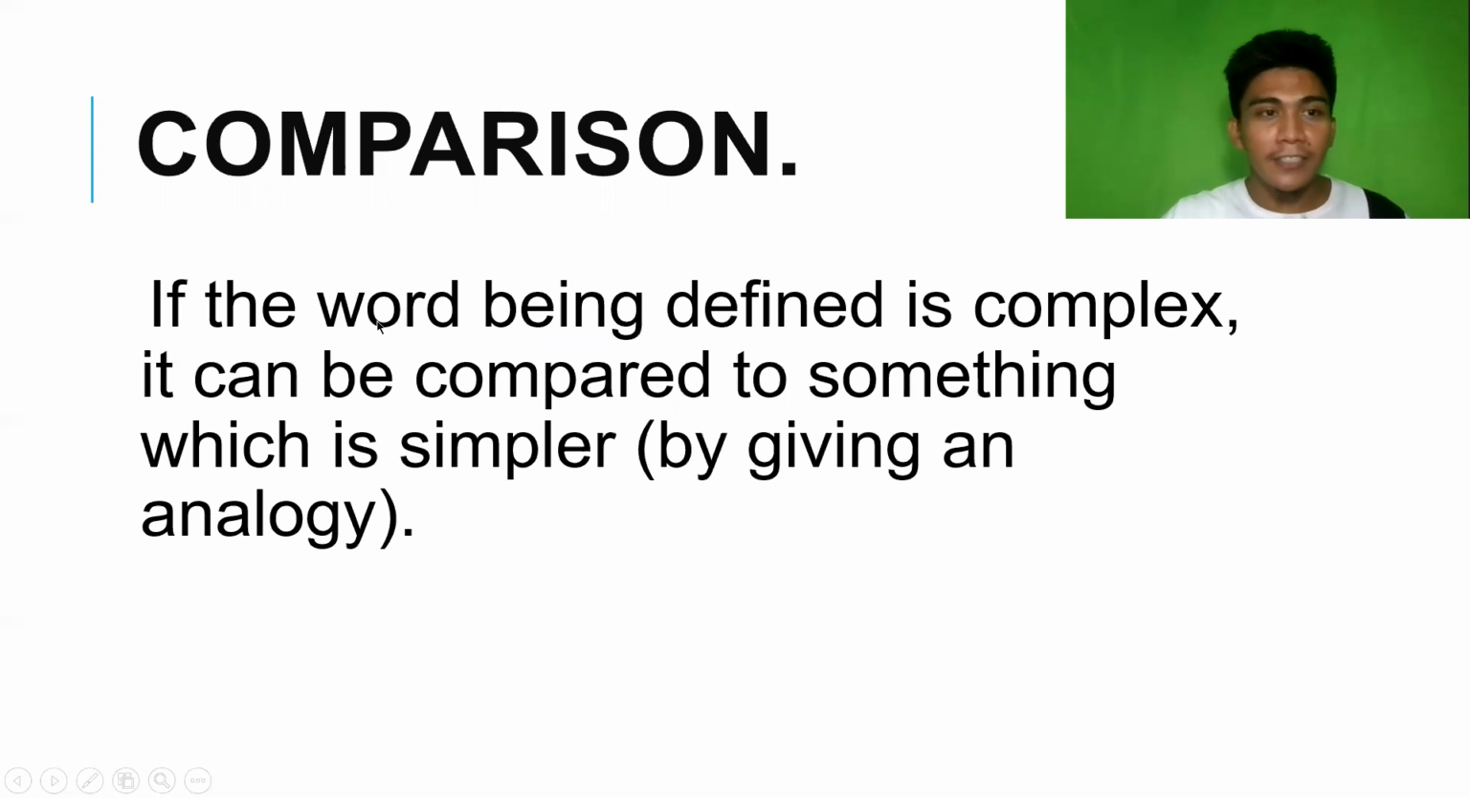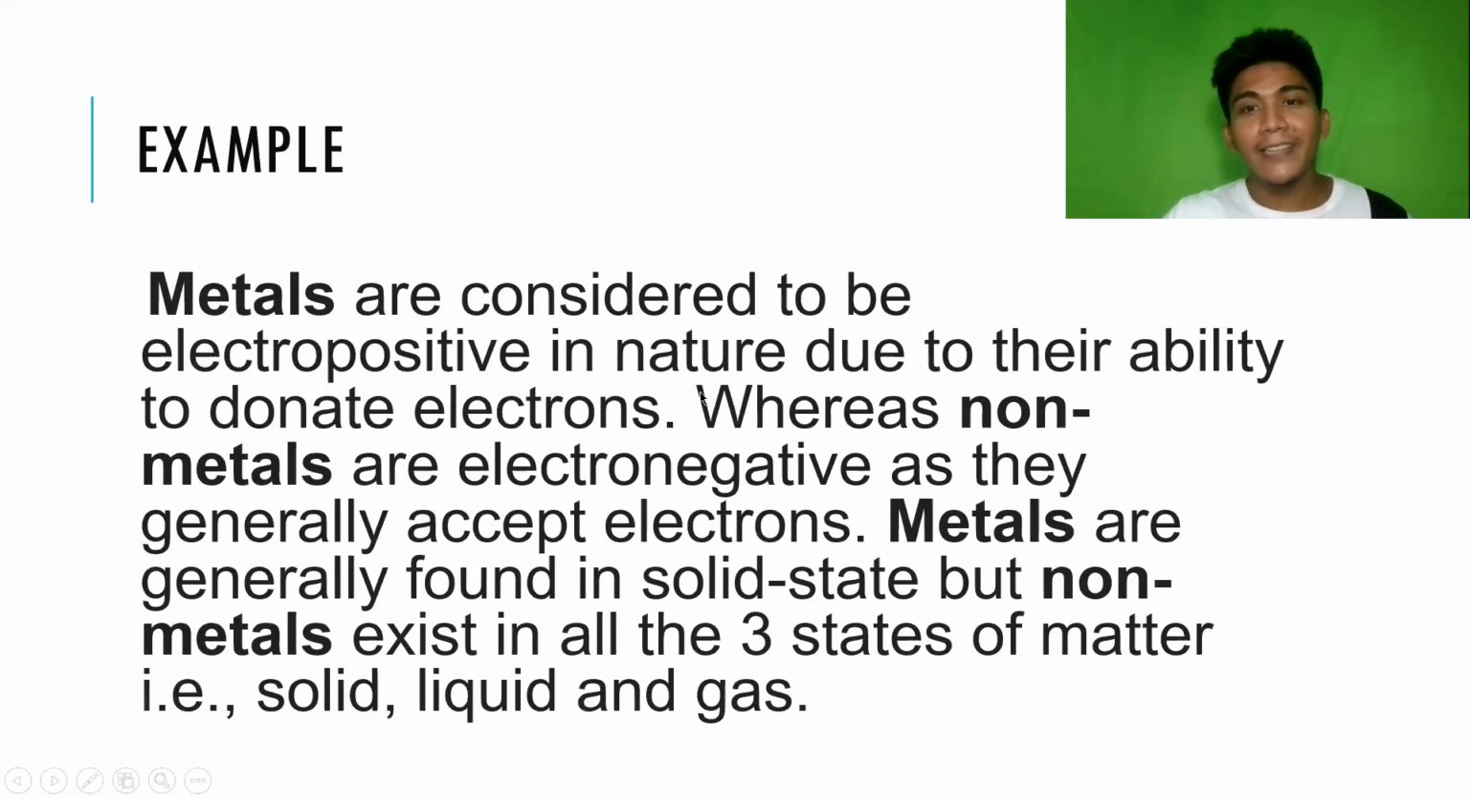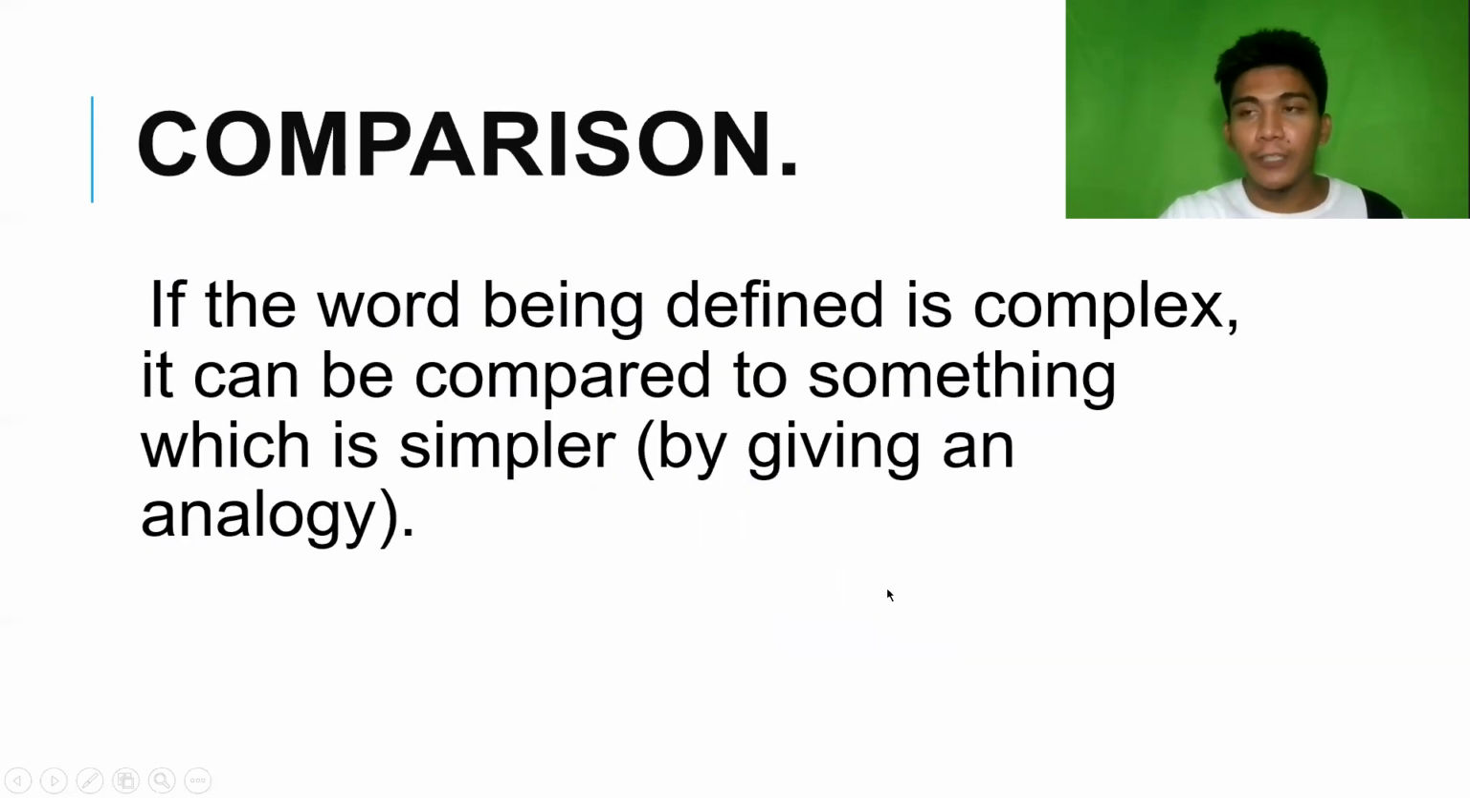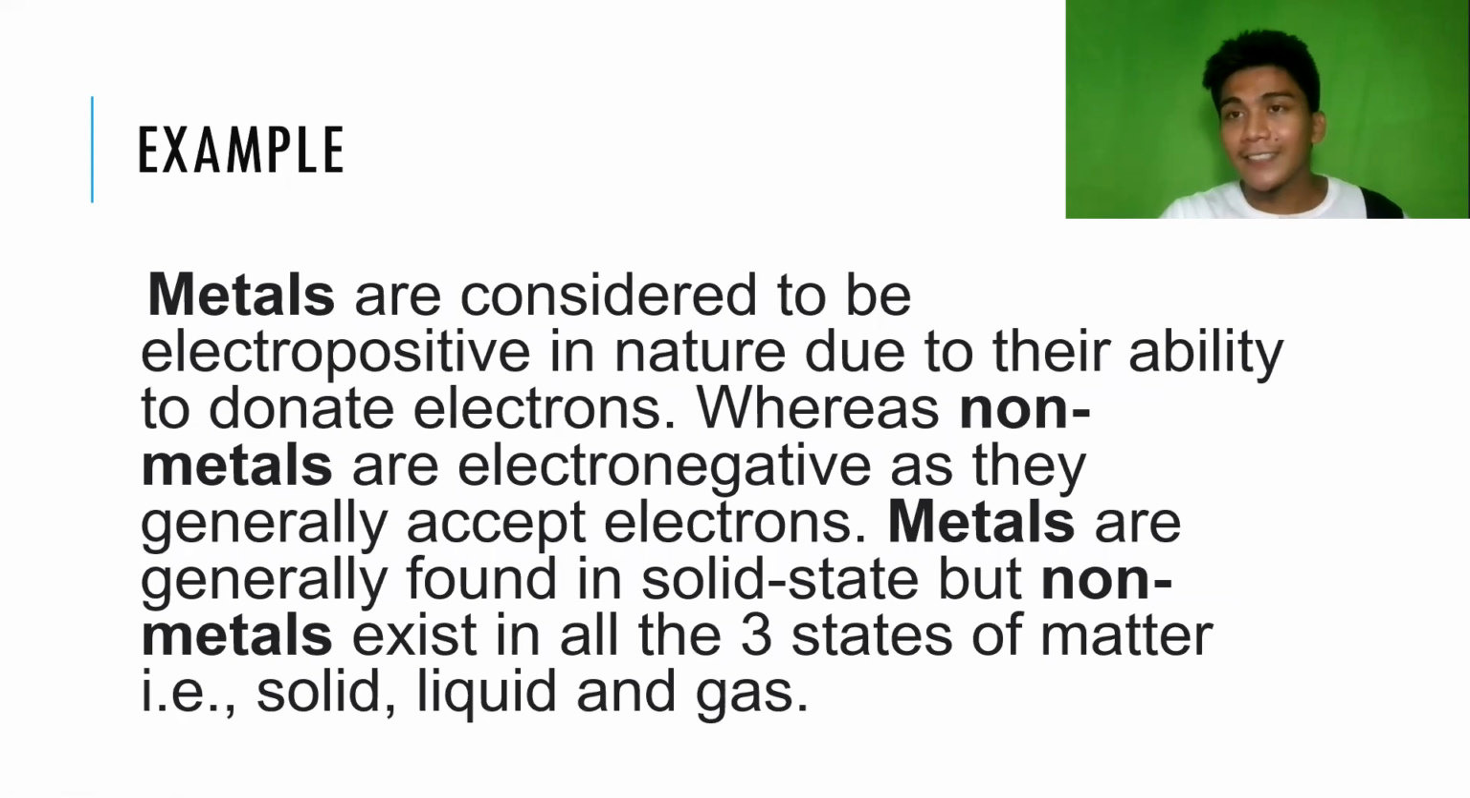Next, comparison. If the word being defined is complex, it can be compared to something which is simpler. For example, metals and non-metals. Metals are considered to be electropositive in nature due to their ability to donate electrons, whereas non-metals are electronegative as they generally accept electrons. Metals are generally found in solid state, but non-metals exist in all three states of matter: solid, liquid, and gas. So what are the two concepts that were compared? We have metals and non-metals.